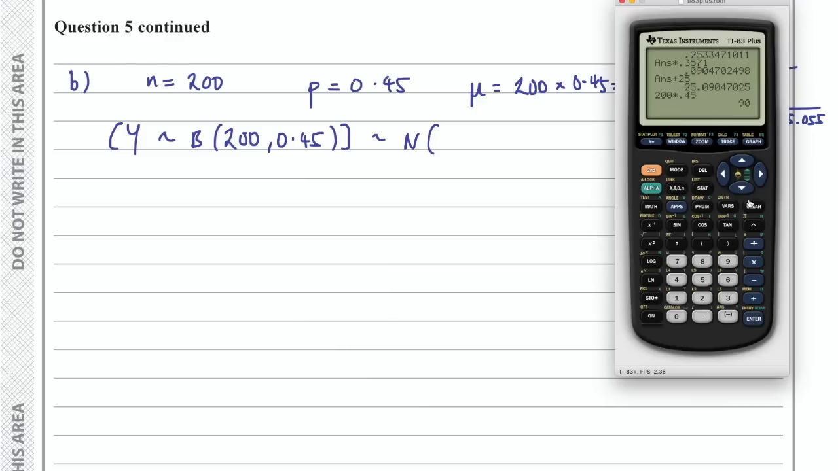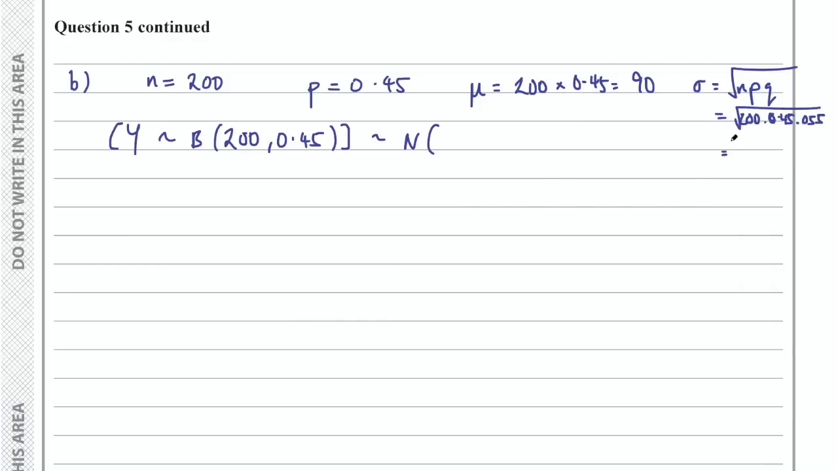Plugging that in, let's see what we get. 200 times 0.45 times 0.55. I get approximately 7.036 rounded off. Okay, so this is a normal approximation with a mean of 90 and a standard deviation of 7.036.